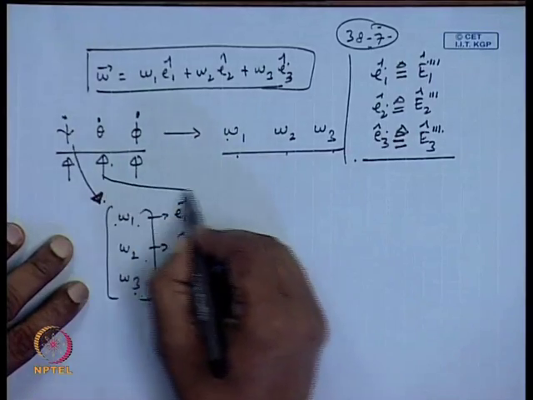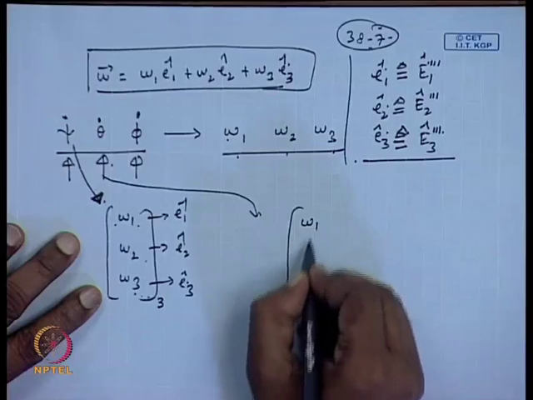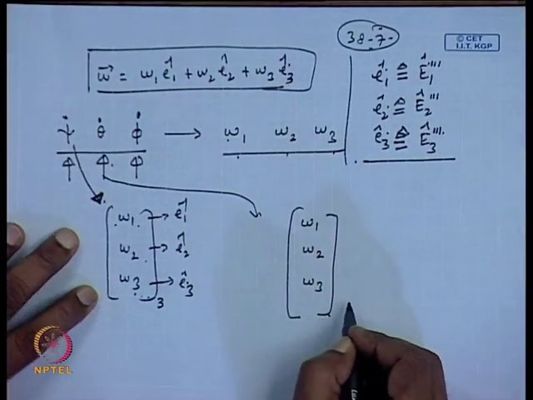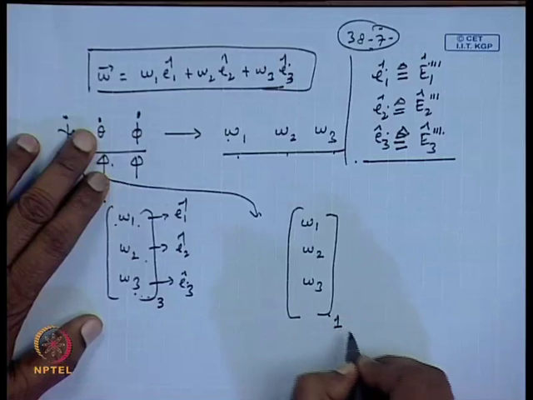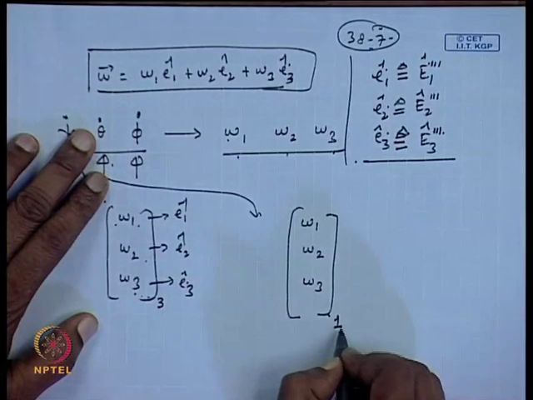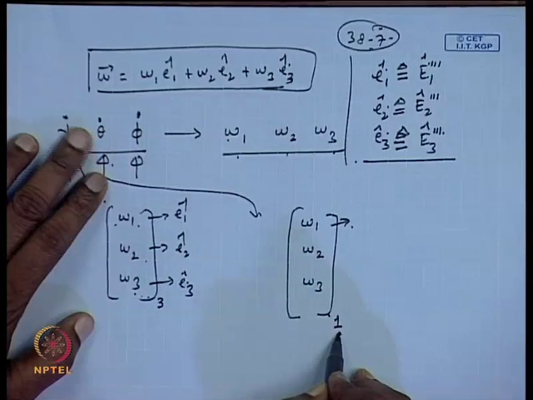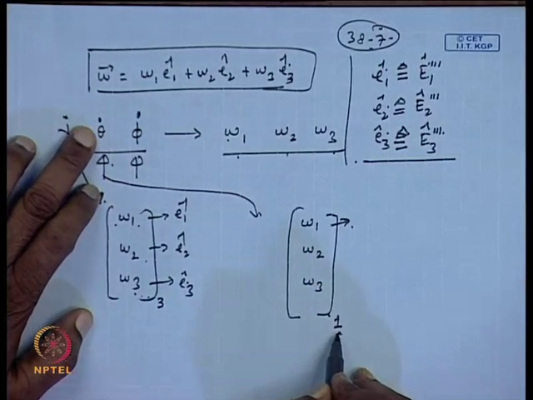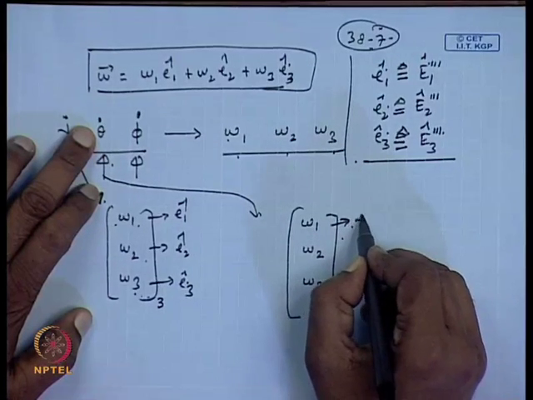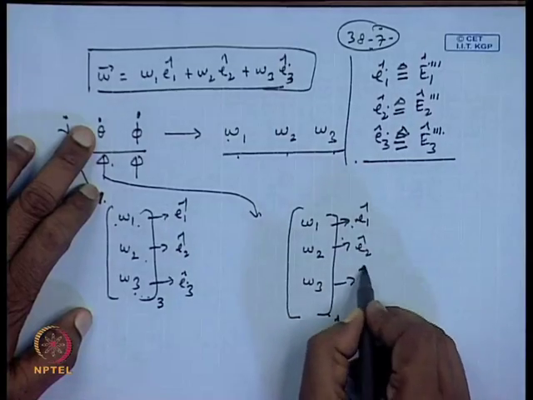Okay. Similarly, theta dot will have the components omega 1, omega 2, omega 3, because we are rotating about the E 1 prime axis. So, here we will put the subscript 1 to indicate that this is because of the rotation theta about the E 1 prime axis, and these will be the components along the E 1 cap, E 2 cap and E 3 cap directions.